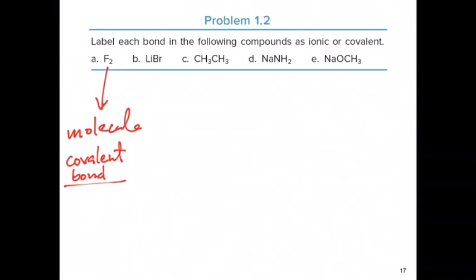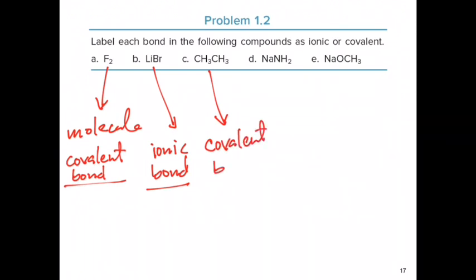All right, the next one here is lithium bromide. So we know that lithium is a metal and bromine a nonmetal. And so what we have here is an ionic compound that uses ionic bond. The third one here is ethane, which consists of a bunch of nonmetals. And so this is a molecule, and so therefore it uses covalent bonding.